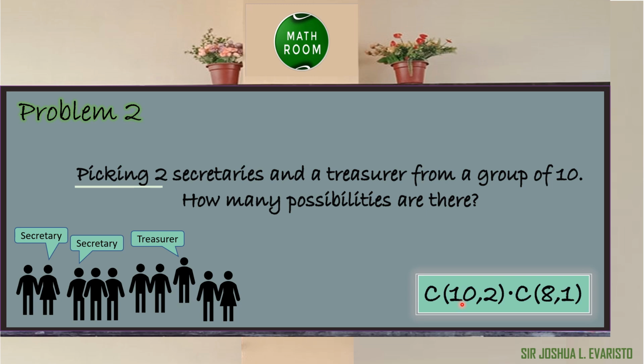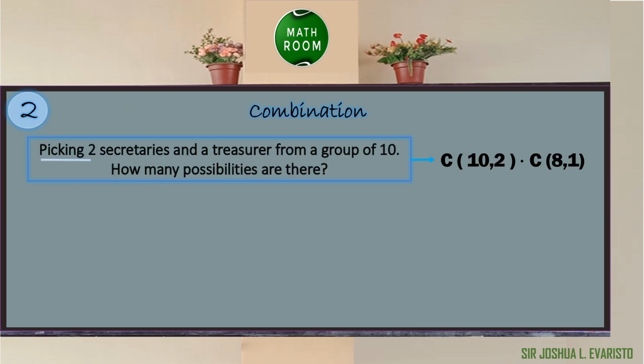Since we have 10 members and we're going to choose 2 secretaries, then after selecting 2 secretaries out of 10 members, only 8 members are qualified to be a treasurer, and we will select 1. In short, we will multiply the number of combinations of secretary to the number of combinations of treasurer after selecting 2 secretaries. Applying the formula for combinations, which is combination of n, r is equal to n factorial over quantity n minus r quantity factorial times r factorial.